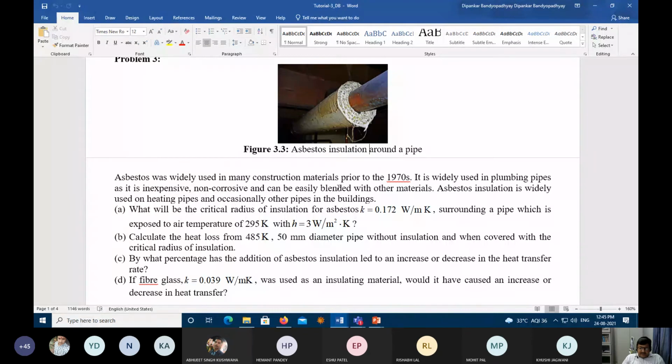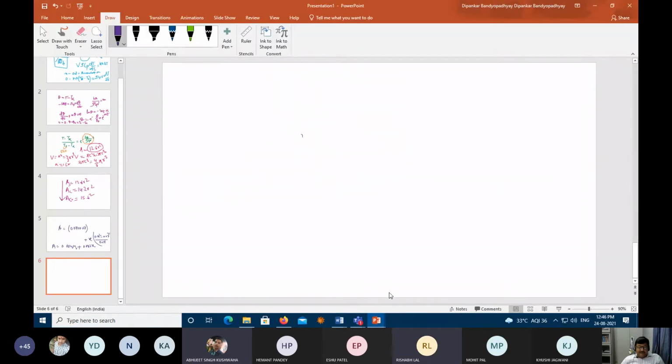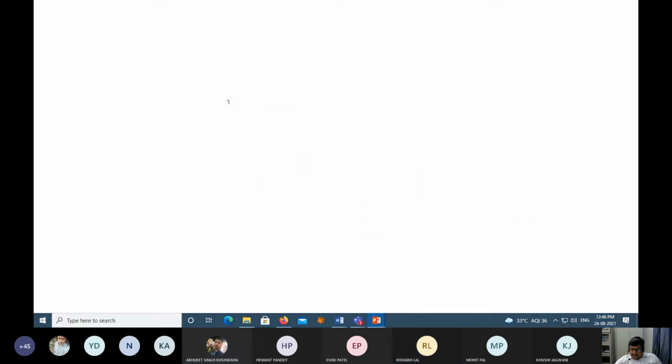You remember? RC, R naught equal to H by K. So can you quickly calculate? R naught is equal to K by H. K by H. Okay, sir. Yes, so what will be our RC? 37 mm. 37 mm, sure. What is K? 0.172. RC equal to 0.172 divided by, what is H? Sir, it is coming 57. 57.33, right? Yeah.